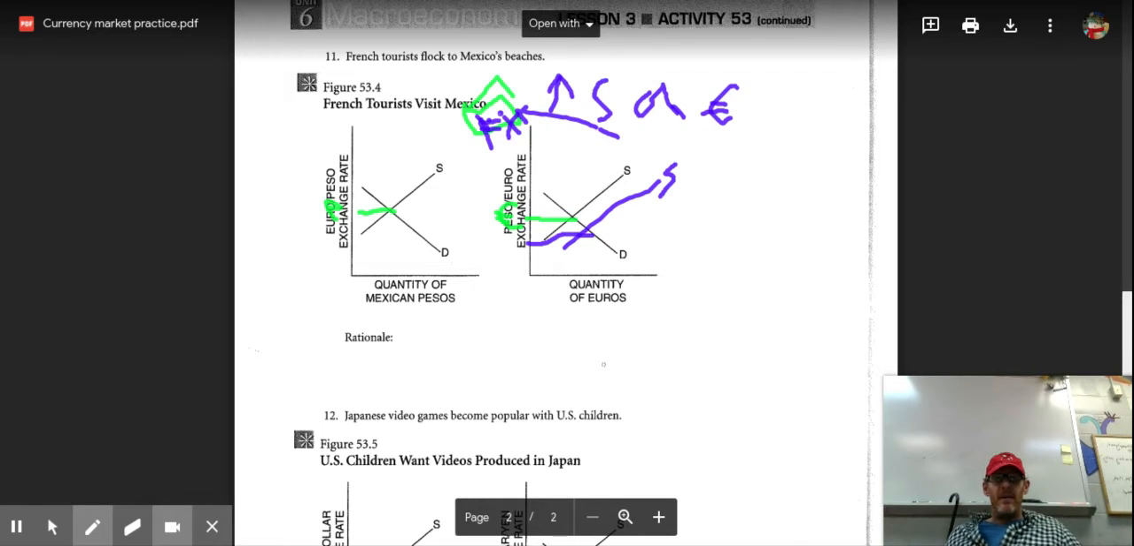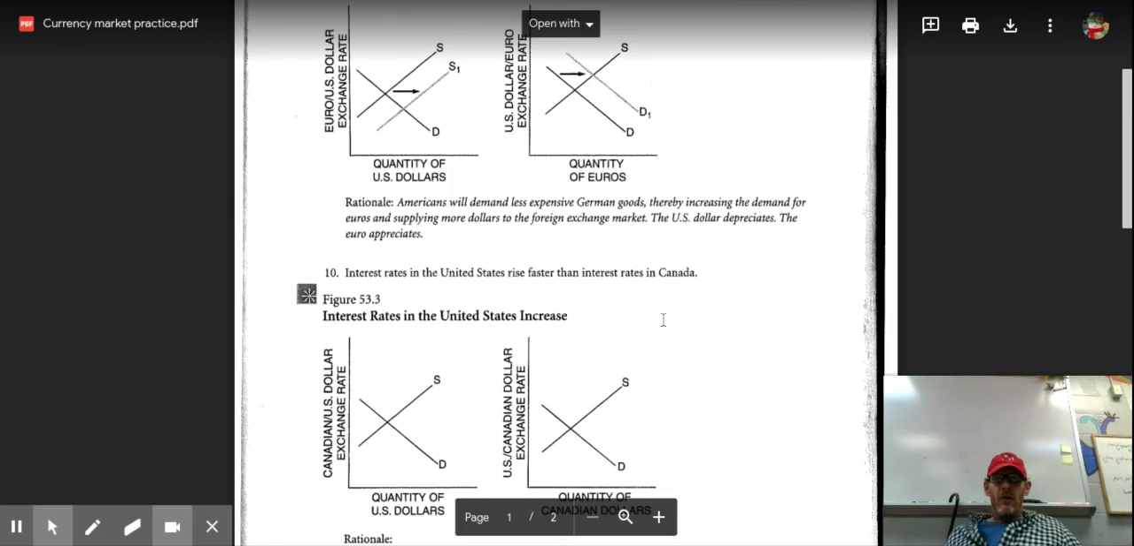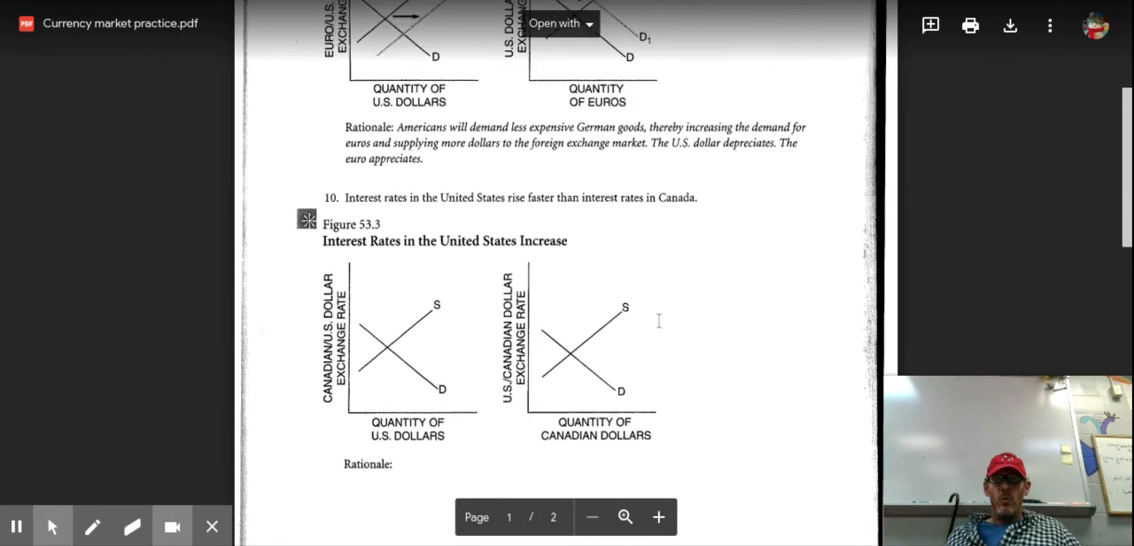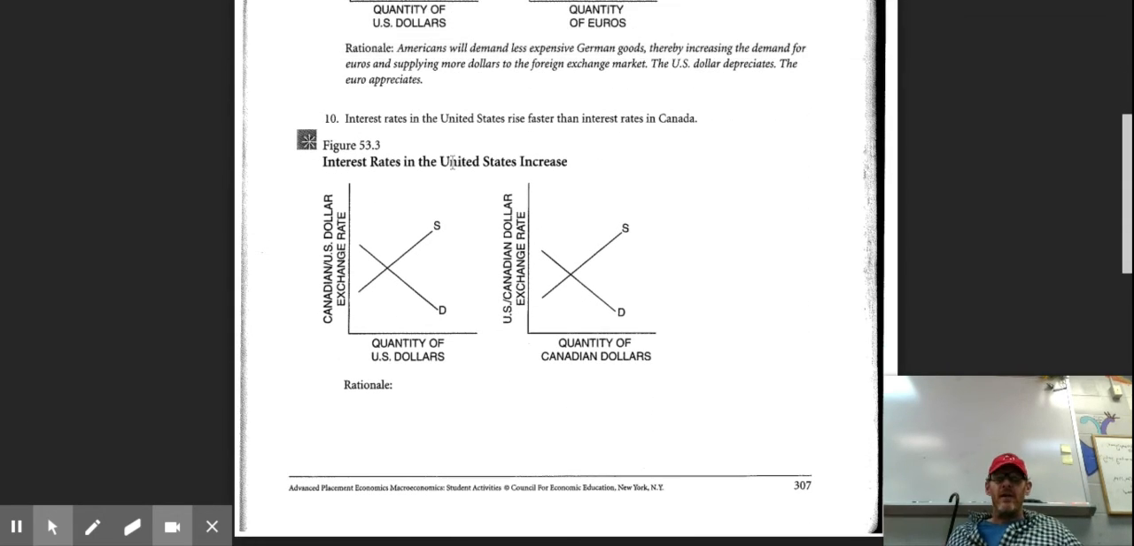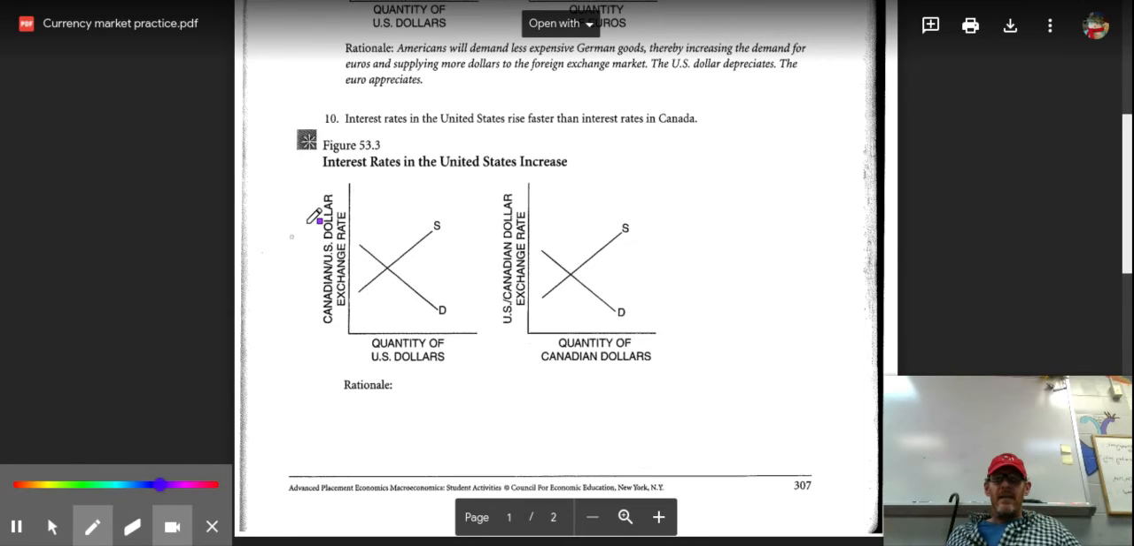If you go up, so this is the example for number 11. If you go up to number 12, interest rates in the United States increase. Now, we haven't talked about interest rates, but I'm just going to tell you that if the interest rates go up in America, what that means is money is going to flow towards America. All right. So in the foreign exchange bank, they're going to want to have U.S. dollars. Okay. So go ahead and do 10, 11, and 12.